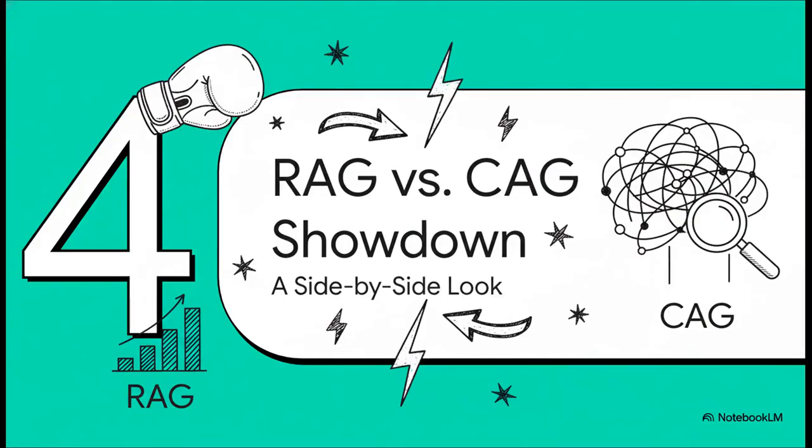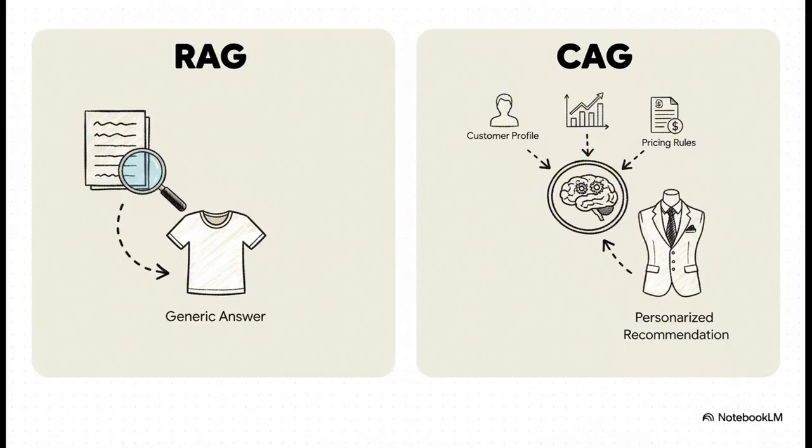Okay, so we've met the contenders. Now it's time for the main event. Let's do a direct side-by-side showdown to really see what the practical differences are and where each one shines. This example just makes the difference so clear. If you ask a RAG system about a customer's pricing plan, it'll probably just find a document with the word pricing and give you a generic summary. But ask a CAG system that same question, and it does something way smarter. It actually analyzes that specific customer's data, their behavior, and your company's pricing rules to give you a personalized strategic recommendation. See the difference? It's information versus actual insight.